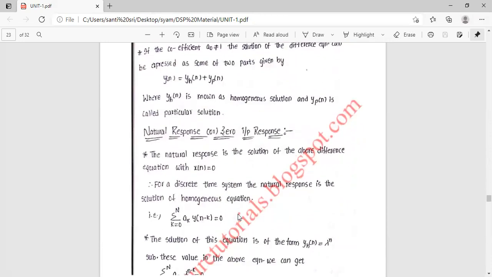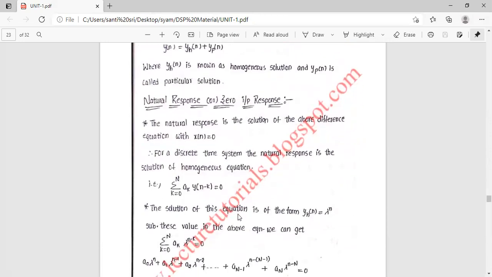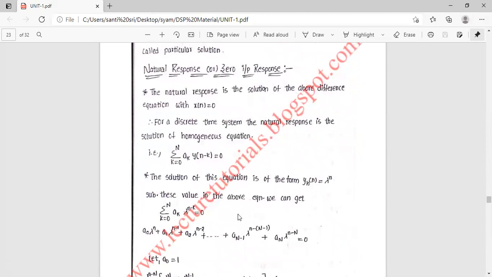So next, coming to natural response or zero input response. For discussing the natural response, here we have to equate the input x(n) to 0. x(n) must be equated to 0. So for the discrete time system, the natural response is the homogeneous solution, that is sigma k equal to 0 to N a_k y(n minus k) is equal to 0. Why? Because x(n) is 0, that's why this is equated to 0.